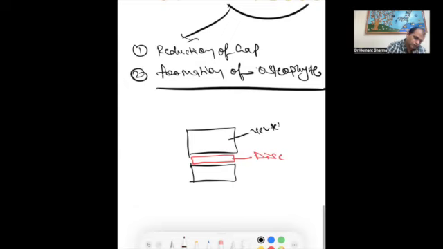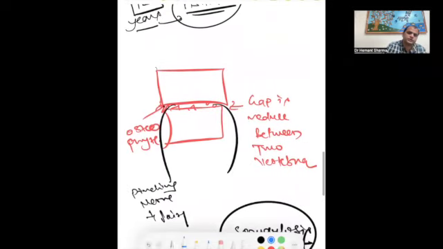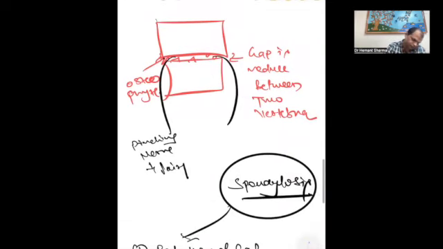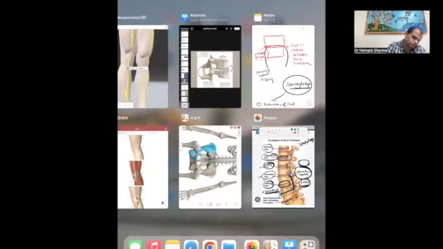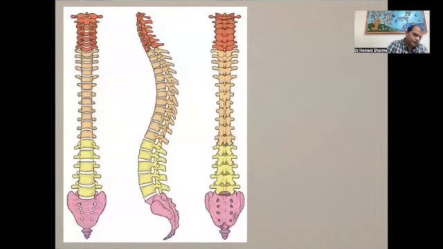So generally what's happening, there are two vertebrae and in between there is a disc. So nerves are passing very easily without any compression. But when this condition is happening, the space is reducing, then there is a pinching of the nerve.